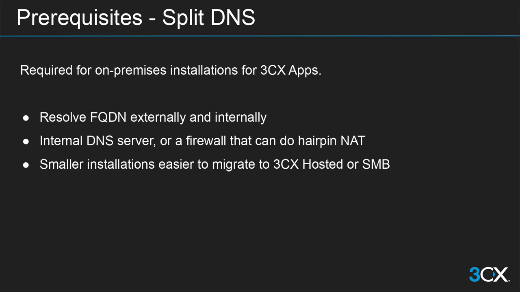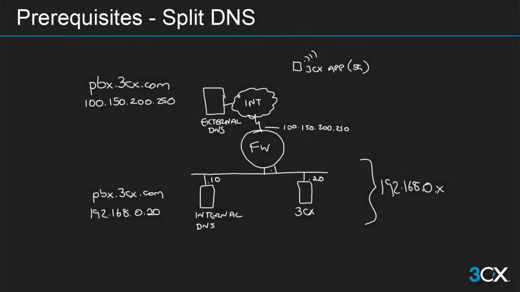On smaller installations, it may be easier to migrate your 3CX to 3CX hosted or to an SMB offering of 3CX. Here we have a small network diagram to represent what split DNS does. We can see that we have a 3CX application connected from outside the network through a 5G network. We have our firewall that is protecting the network with an external IP address of 100.150.200.250.